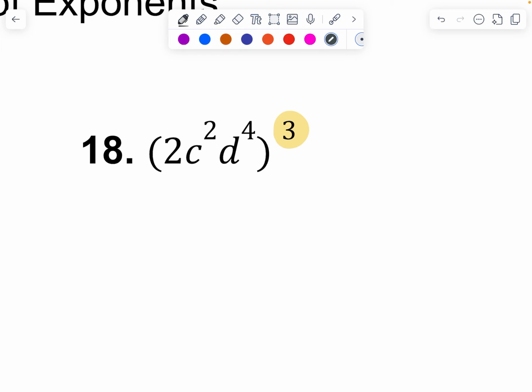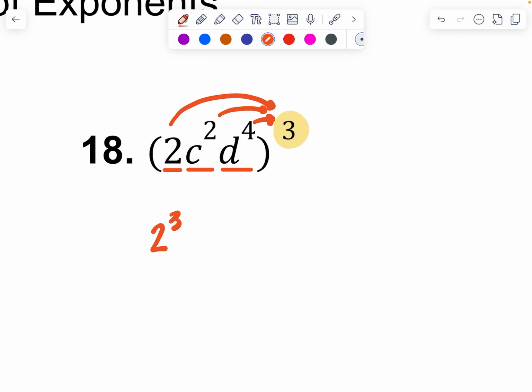Okay. All right. Now this guy is different because he has a power on the outside of the parenthesis, which means, just like with distributing, we have to get rid of the parentheses by getting rid of the power. And the only way to get rid of the power is to take all three factors, 2, c squared, and d to the fourth, that's three different factors, and give them all the third power.